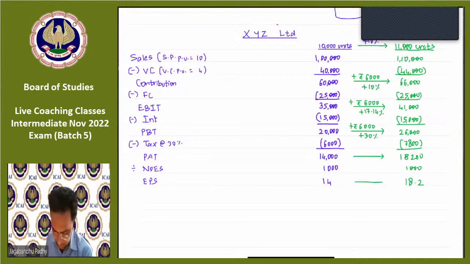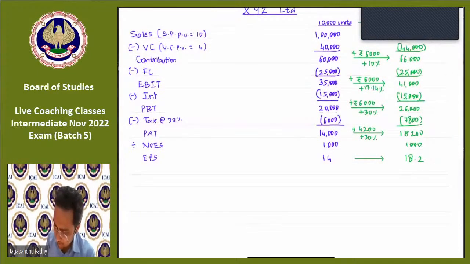And you will find that if you talk of PAT, talk of EPS, the PAT has actually increased by 4,200, which is nothing but plus 30% of the original value. EPS has actually increased by rupees 4.2, which is nothing but again plus 30%.